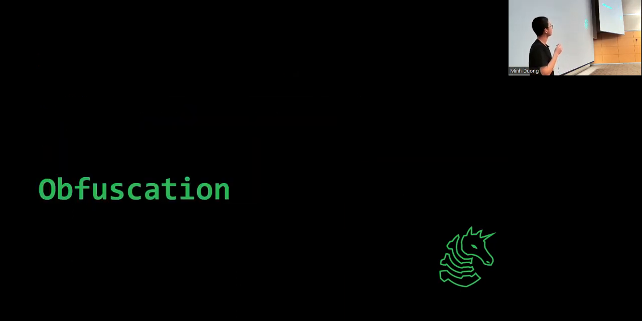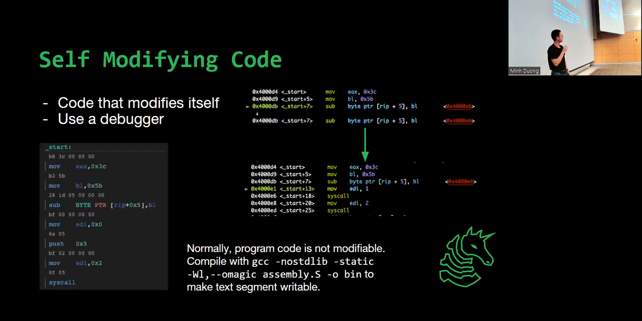Okay. Now let's talk about some common obfuscation techniques that you might run into. One of them is self-modifying code. Self-modifying code, as the name suggests, is code that changes itself as it runs. So here on the left is a little bit of x86 assembly.